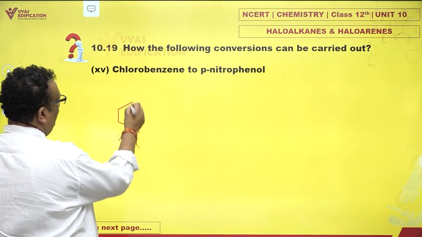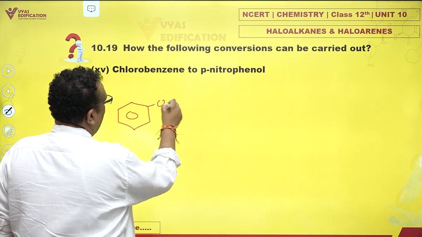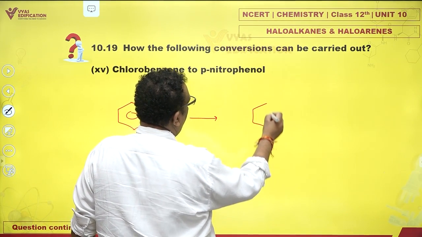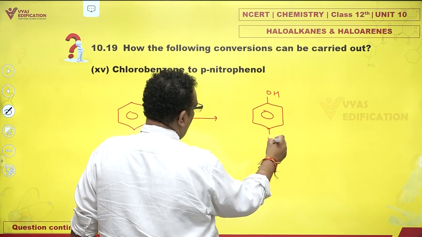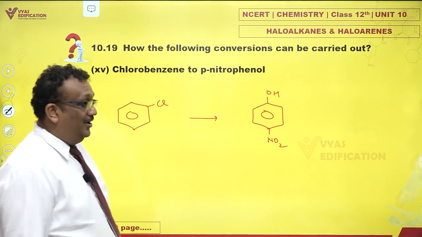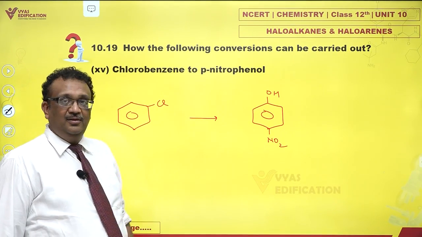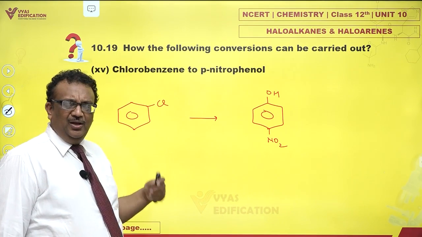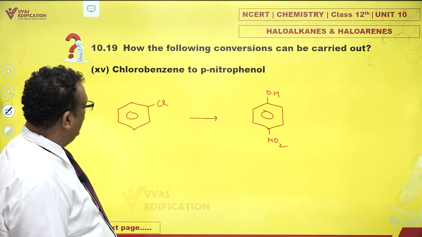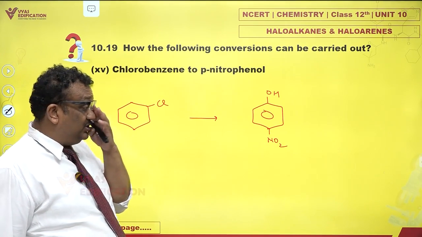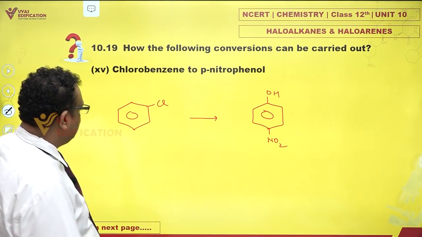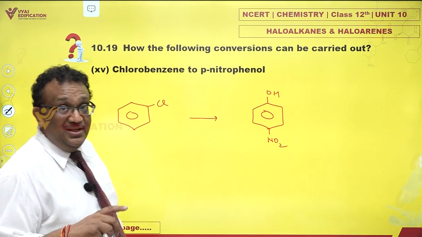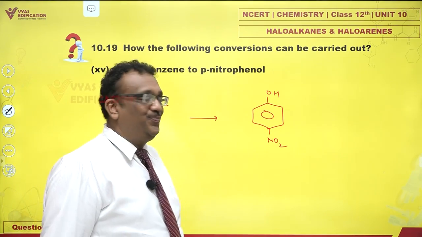Chlorobenzene, fine. And we are changing this to para-nitrophenol, OH and NO2. Fanciful. How do we do this? We can carry out nitration, yes. How? On which grounds? Where? There are two ways to do this. Let me tell you both the ways, then I'll ask you a good question also.